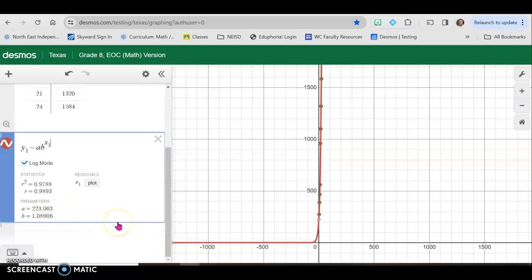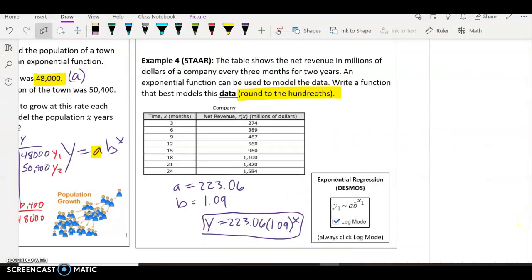Now here we have our A value and our B value. So go ahead and take a moment to write down your A and B value and write the equation for that last problem. Notice that I did round to the hundredths place, which is 2 places after the decimal. On the STAR test, they typically round to 2 places after the decimal. My A value was 223.06, and the B, which is a growth, is 1.09. You'll notice it's bigger than 1, right? And we can tell that it's growing because if you look at the table, you can see over time the revenue is increasing. Okay, there's the equation.